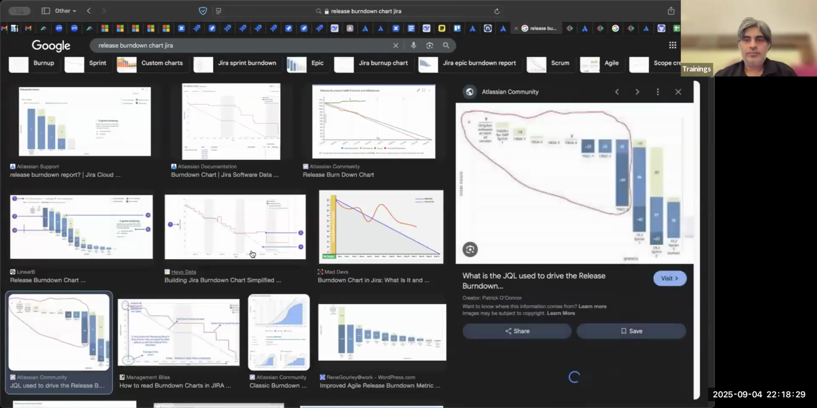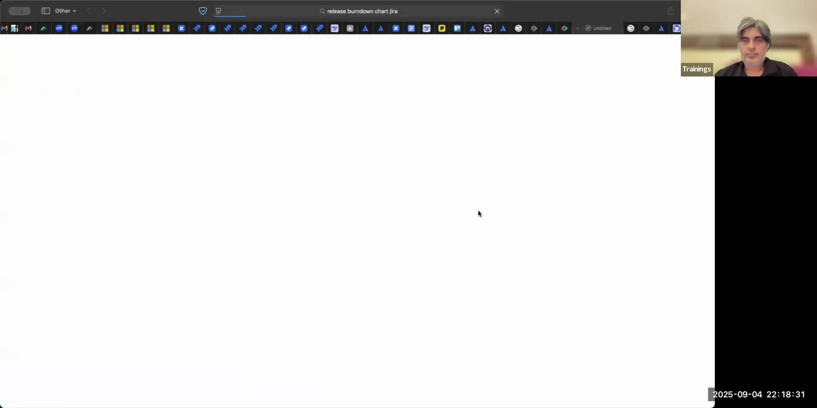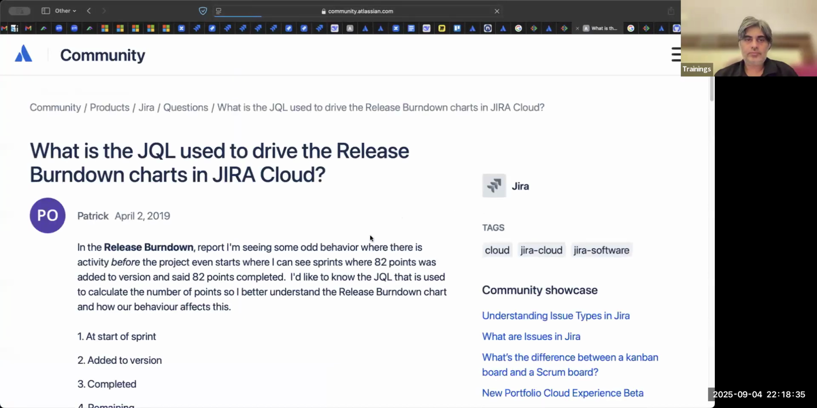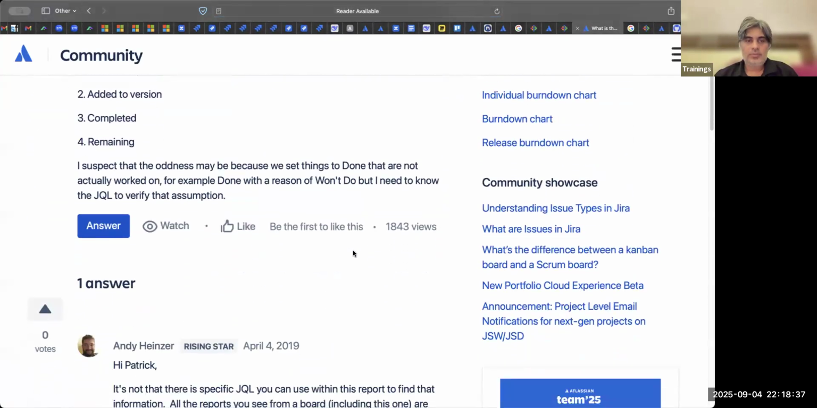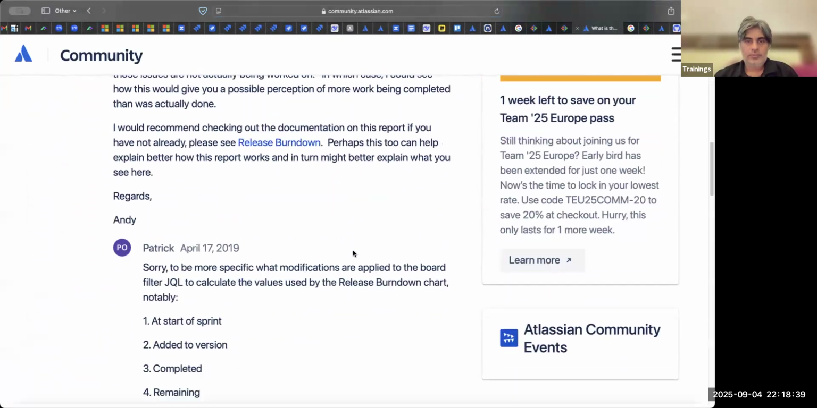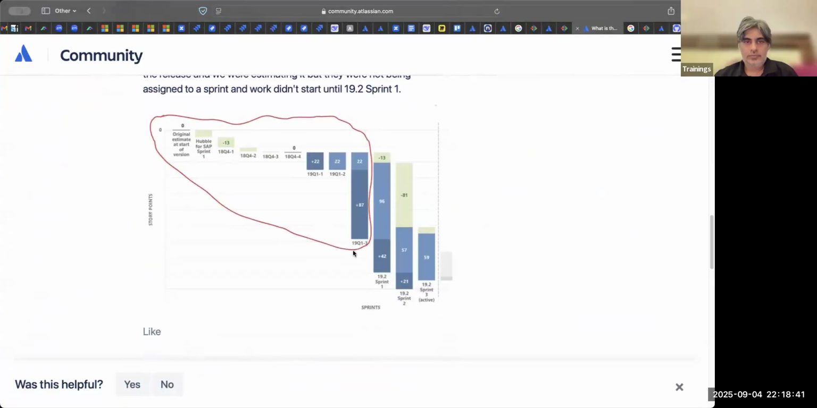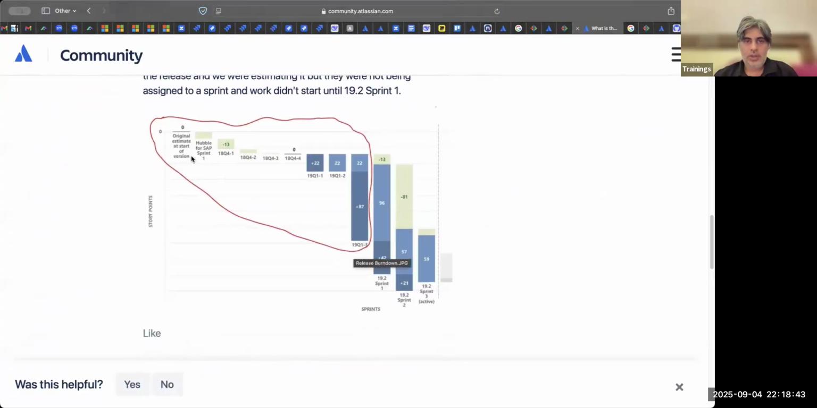Yeah, same thing. This is another release burn down. Again, see, we added 22 points. Actually, 22 points were added. This was done. This is a typical sprint 1 of that release.